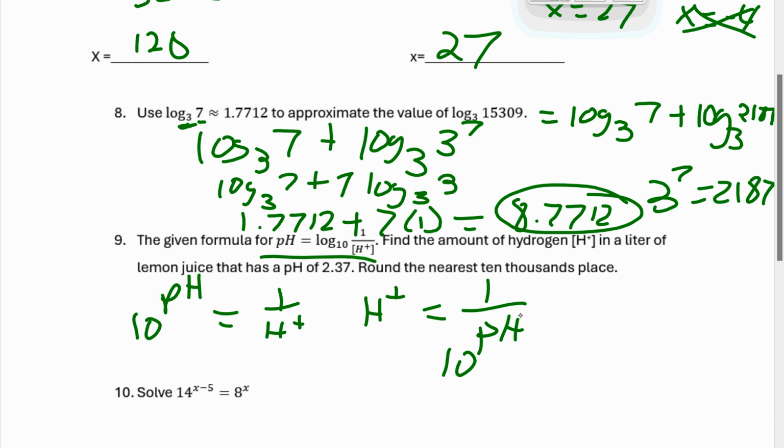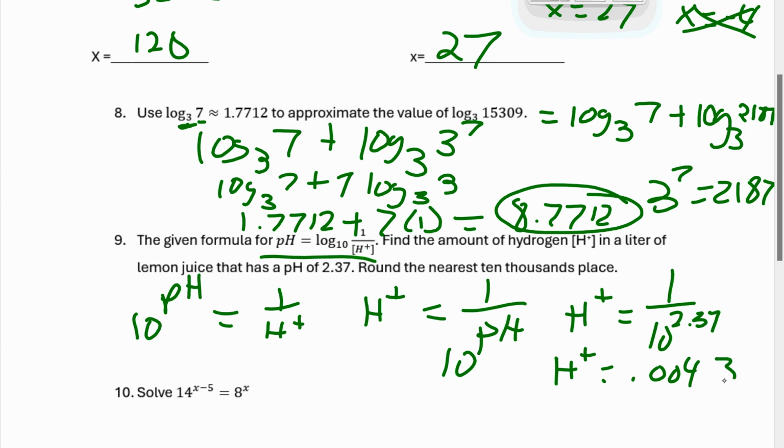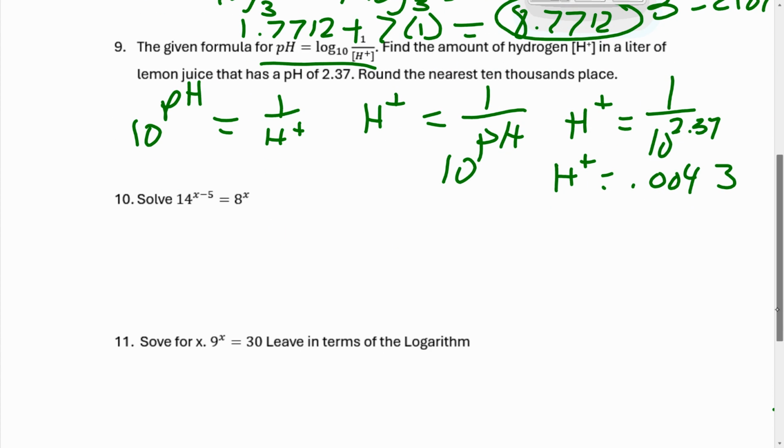So now I can plug in any pH and just take 1 over 10 raised to that pH, and then I can have my answer, which is, if I round correctly, 0.0043.